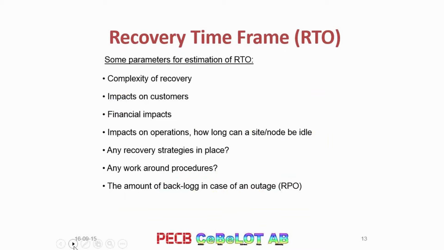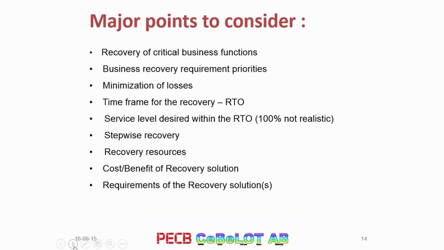And then there are major points to consider when you are choosing the strategy. What critical business functions do you have to recover? What are the recovery requirements and the priorities? Maybe you can't recover everything at the same time. You have to start with something and then take the next system and the next system. And also you try, of course, to minimize the losses. And then you have the RTO, the time frame for the recovery.